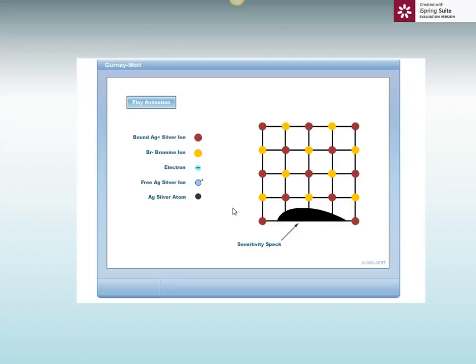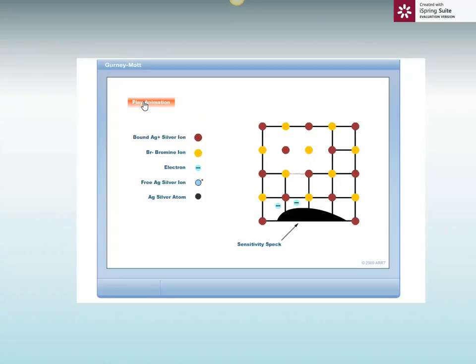Let's see if this is going to work for us here. Yay. Okay, here's the Gurney-Mott theory animation, and I'm just going to play it and stop talking for a minute. Watch what happened right there. First of all, let me go back and play it again.